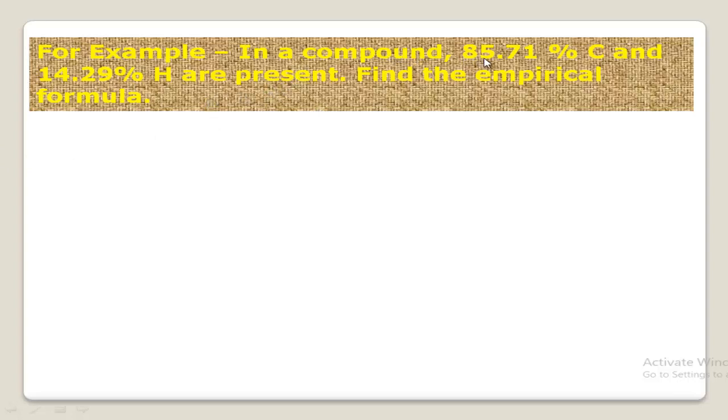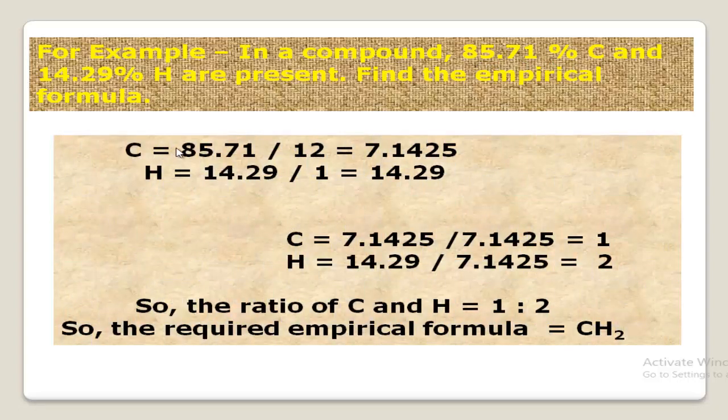We have to divide the percentage amount by atomic mass. The atomic mass of carbon is 12, so divided by 12, and the atomic mass of hydrogen is 1, so divided by 1. Then we will get some quotients, and now we will use the smallest quotient among the quotients. So here between these two quotients, 7.14 is the smallest quotient, and we use this 7.14 to divide all quotients.